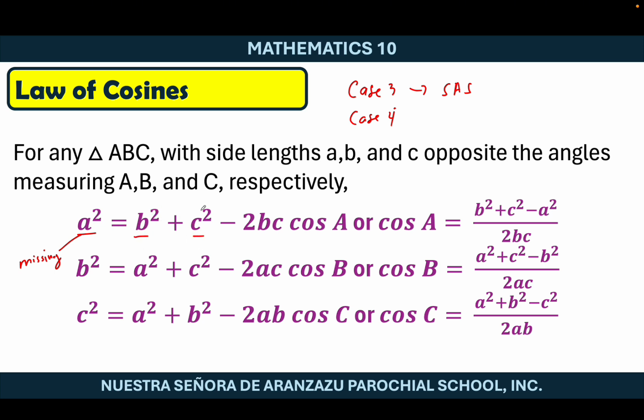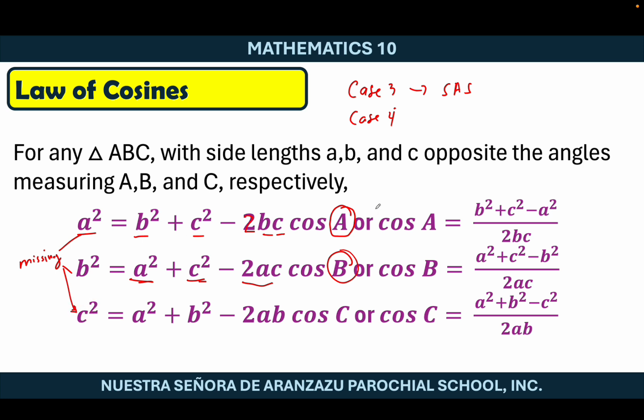So, squared mo lang pareho. Then, minus, multiply mo naman yung B and C, then multiplied by 2. Then, cosine, yung opposite angle niya, which is the angle A. So, since side A to, the opposite angle is angle A. Next naman, kung ito naman ang hinahanap, si B, so that is B squared is equal to yung dalawang given, a squared plus c squared minus 2ac, pagsamahin lang tong dalawa, then cosine the opposite angle. Then the same with the missing side C.